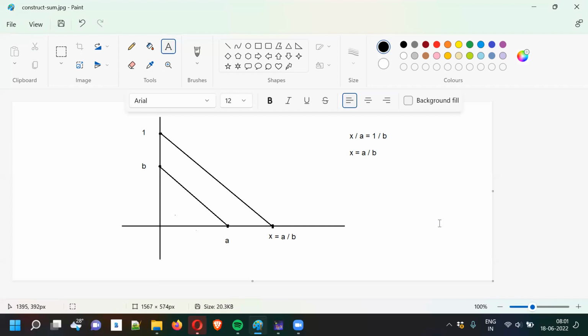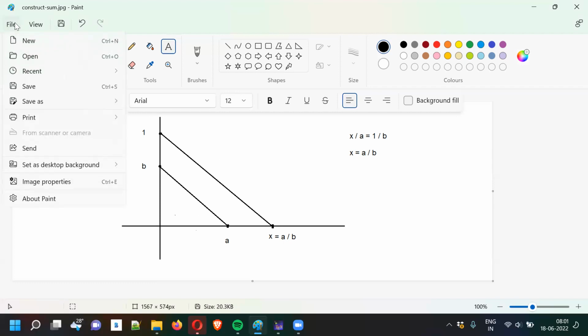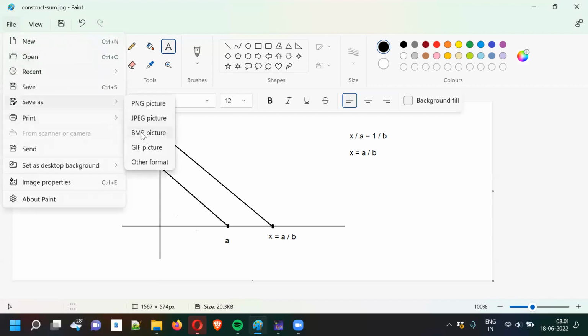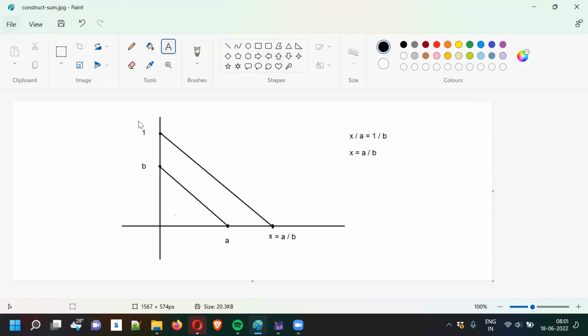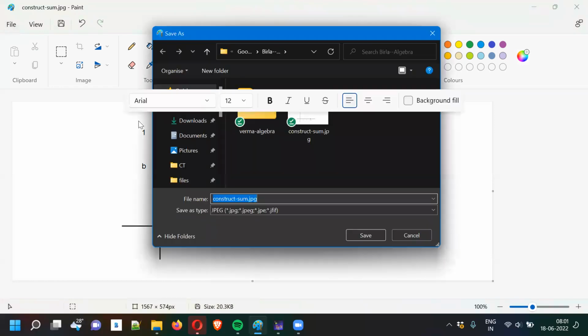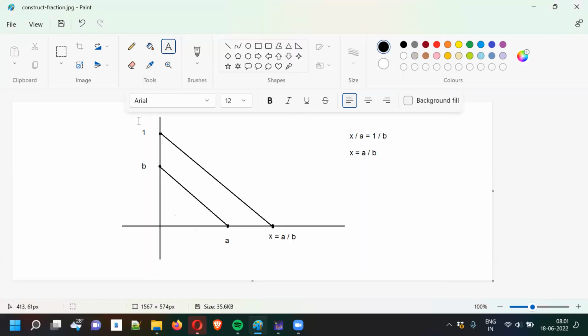All right. So this is fine. Now let me save this. So this is fraction. Okay. So if A and B are constructible, then A by B is constructible. Okay. Now for the product, it's a very, very similar construction.